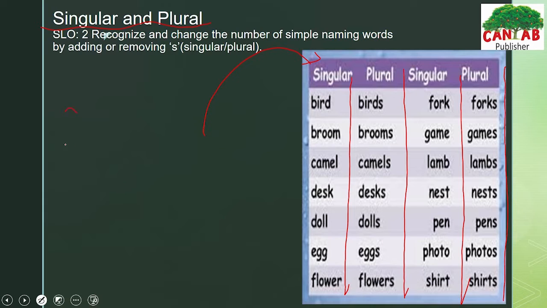Now when we have one apple, it's called an apple, just apple. But when we have more than one apple, for example, if we have 3 apples, we add the letter S at the end to show that there are more than one apple. One apple, 3 apples. So 3 apples is going to be written as apples. We will add the S.